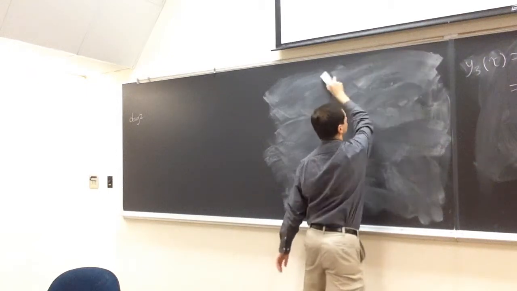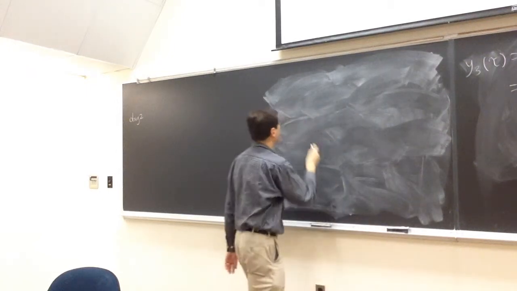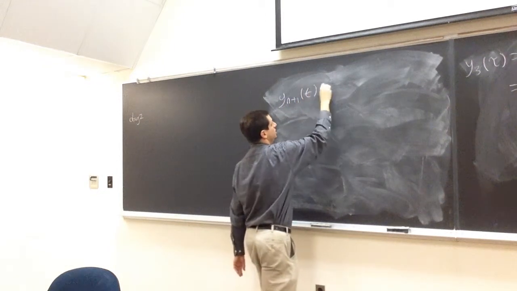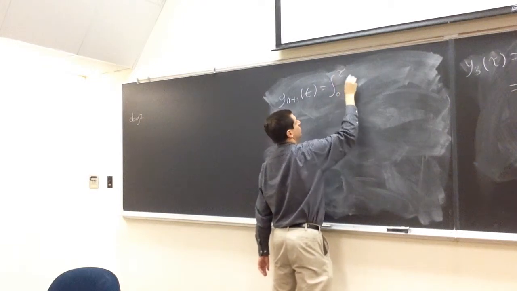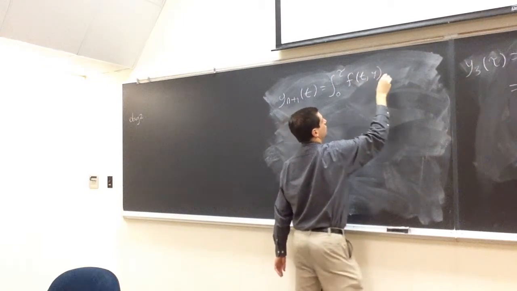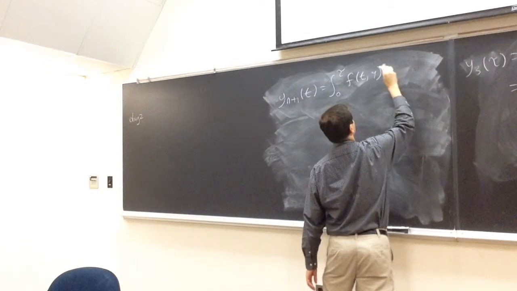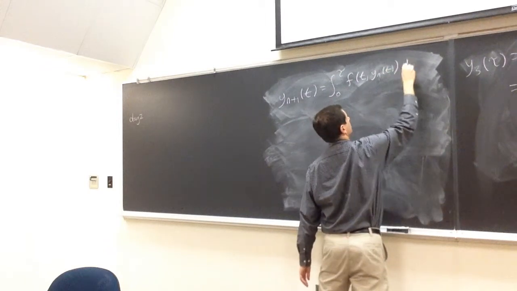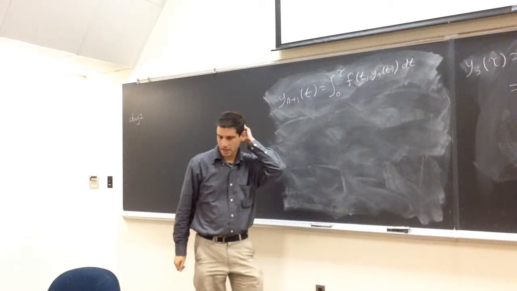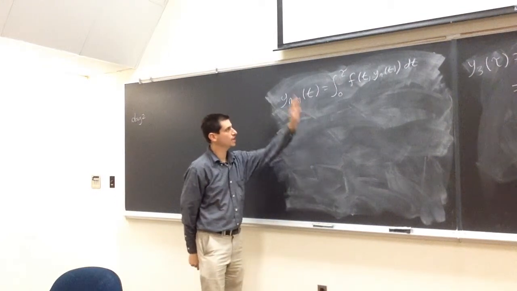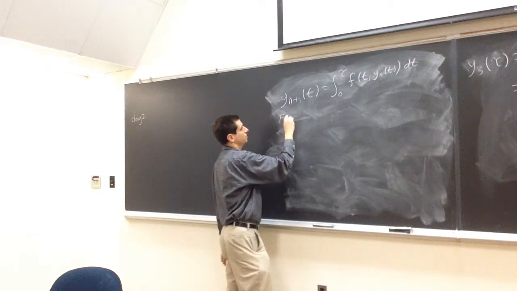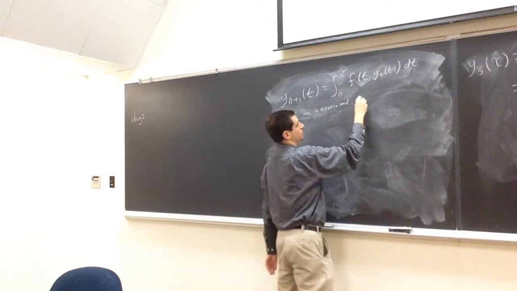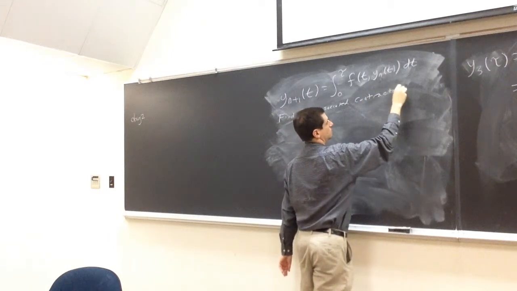And so this is the part where I was struggling in terms of how much detail to get into. So we have y_{n+1}(t) is the integral from 0 to tau of f(t, y_n(t)) dt. And what we want to do is show that there is a contraction map associated to this. Find the associated contraction map.